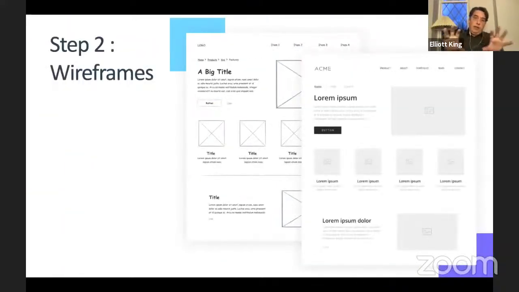Step 2 is the idea of wireframes. So the idea here is you take the key pages and you lay them out in terms of the types of information that you want on the page. This is in advance, obviously, of putting the actual creative design on these wireframes.